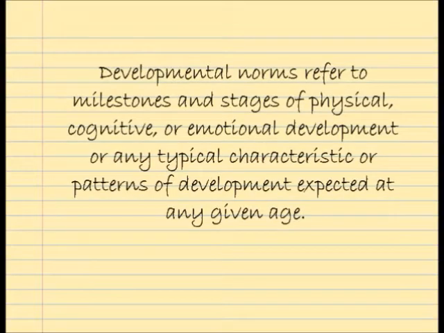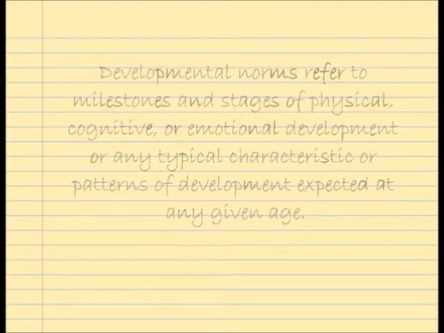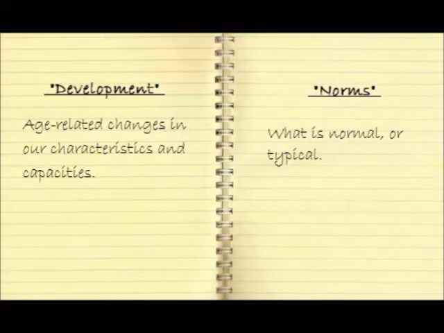Developmental norms refer to milestones and stages of physical, cognitive, or emotional development, or any typical characteristic or patterns of development expected at any given age. Development refers to age-related changes in our characteristics and capacities, while norms refer to what is normal or typical.